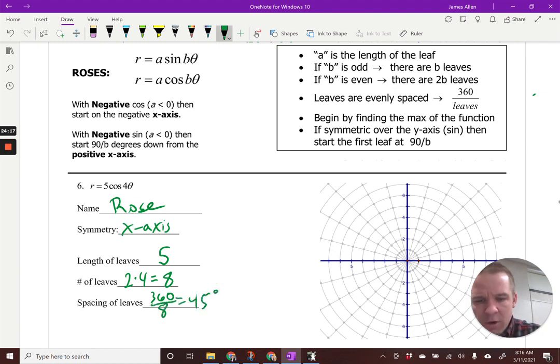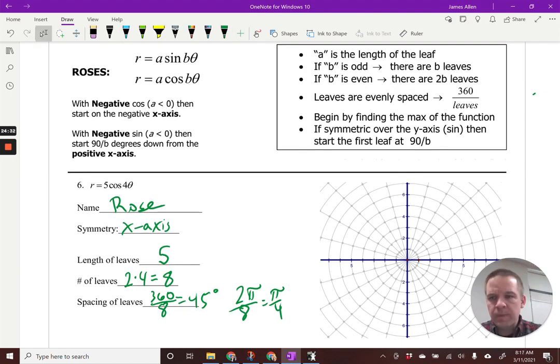That's what, 45 degrees? Or we could have done 2 pi divided by 8. That gives me pi over 4 spacing. Whether we're in degrees or radians, I think we'll stick with radians since we've been doing that. But we had some degrees up there, so I decided to do that as well. All right, cool, awesome, fantastic, wonderful.